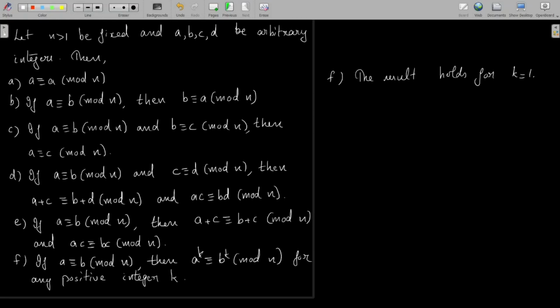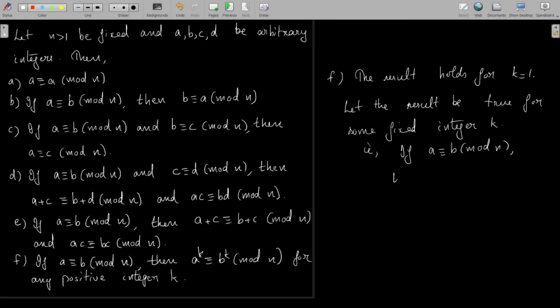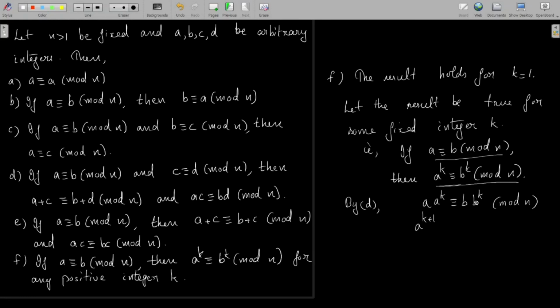Now we assume that the result is true for some fixed integer k. That is, if a is congruent to b mod n, then a raised to k is congruent to b raised to k mod n. And we will prove the case for k plus 1. Here we have two congruences, a congruent to b mod n and a raised to k congruent to b raised to k mod n. By result D, we may say that a into a raised to k is congruent to b into b raised to k mod n. That is, a raised to k plus 1 is congruent to b raised to k plus 1 mod n.